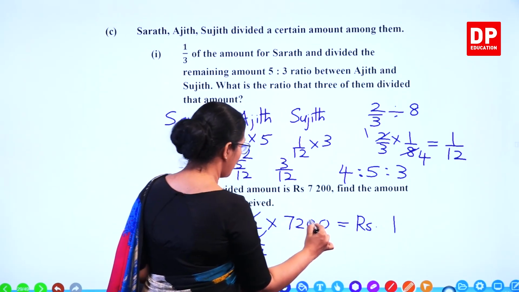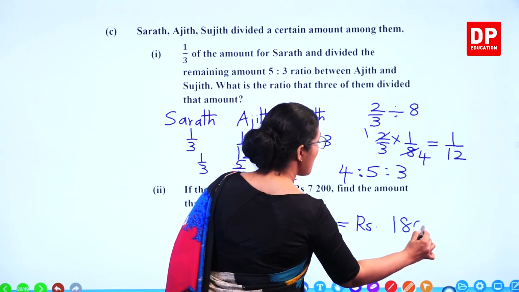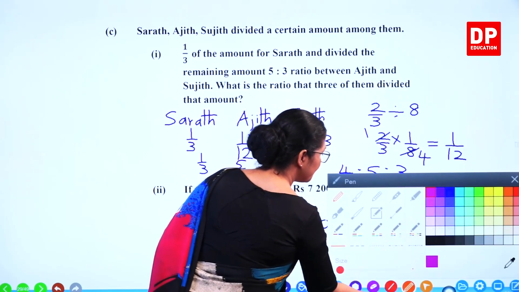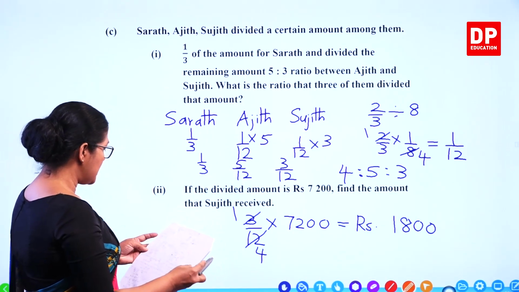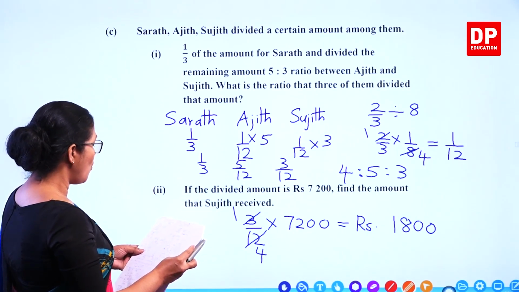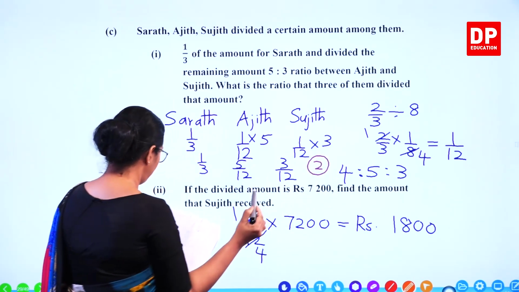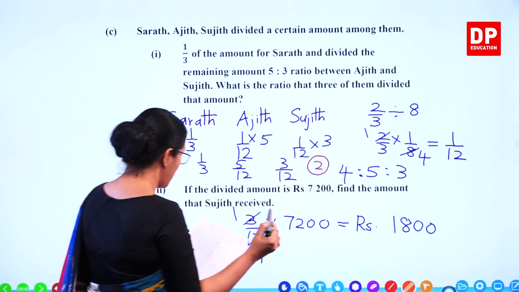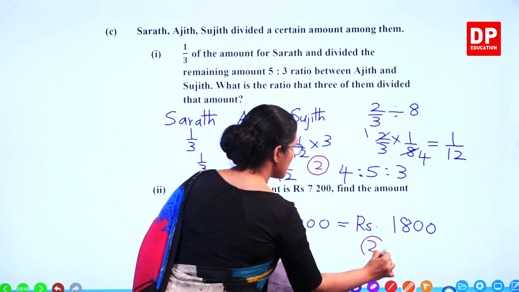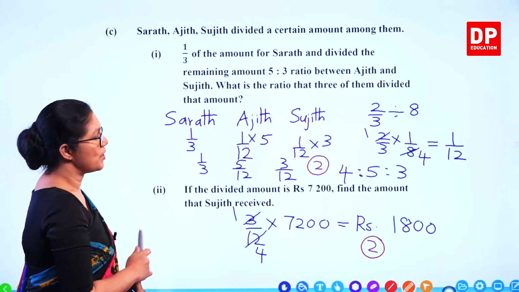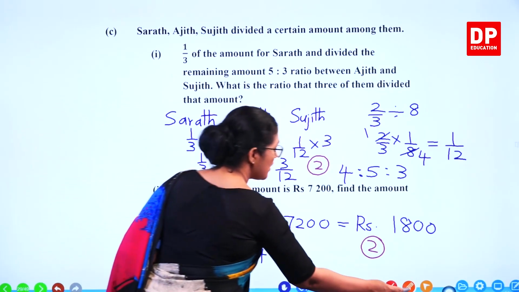For 32 that's 8. 1,800 rupees. So we'll see how many marks. 4 is to 5 is to 3, that's 2 marks. And 1,800, you get 2 marks. So we gave full 10 marks for the whole question. Let's do the next one.